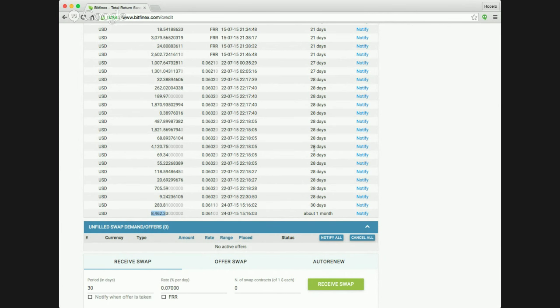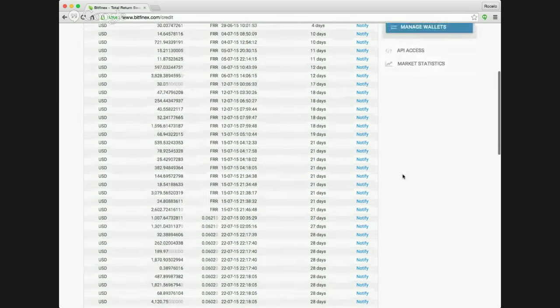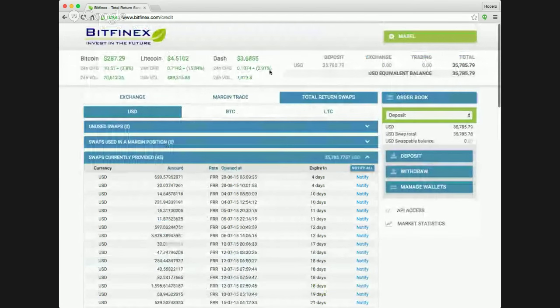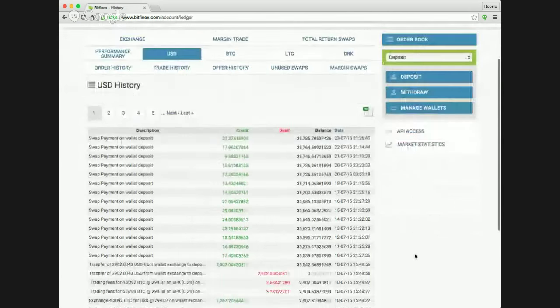Can you, as an investor, cancel before? No, you cannot. Once you invest, that money is not available until it finishes, or the person gives up the contract and gives you the money back with the interest. Then for you to see exactly how, let's go here and see the history of this account.